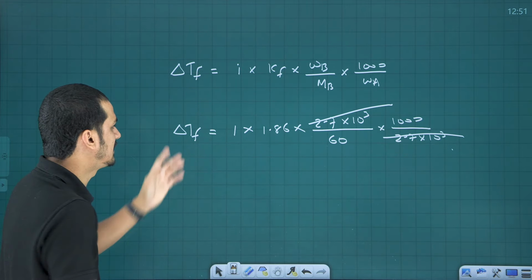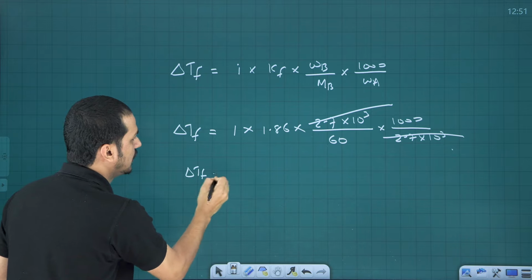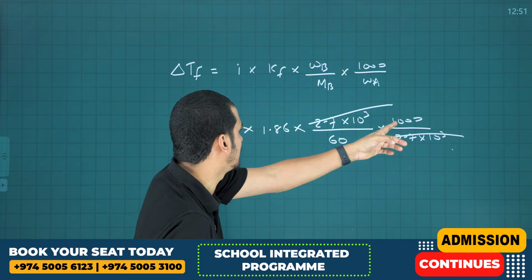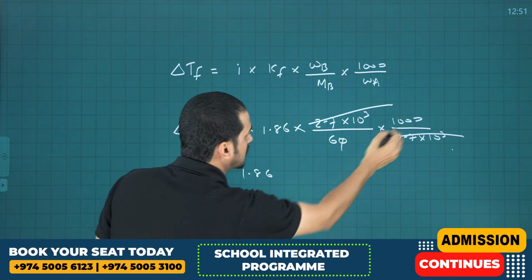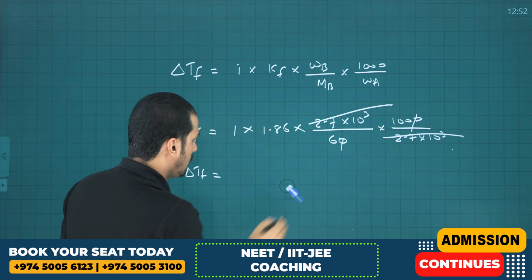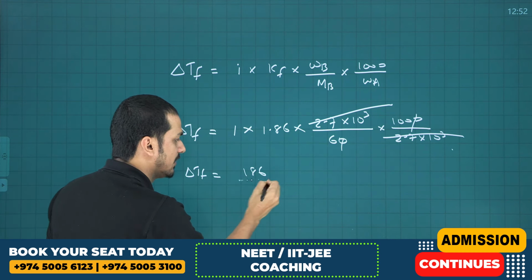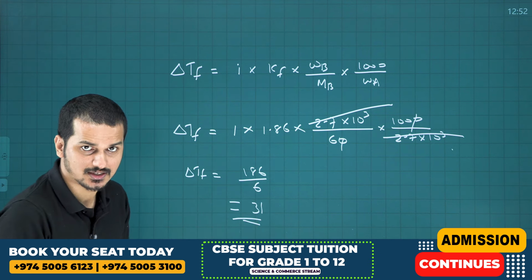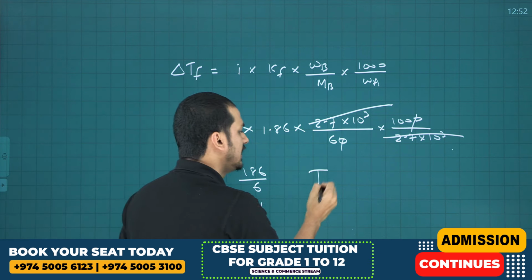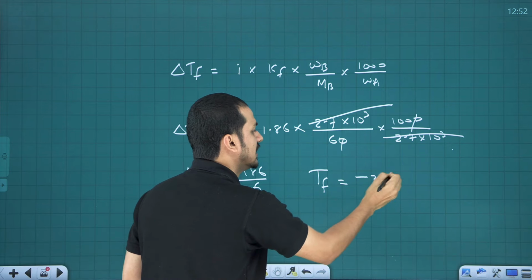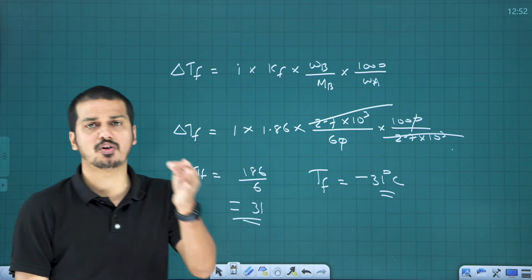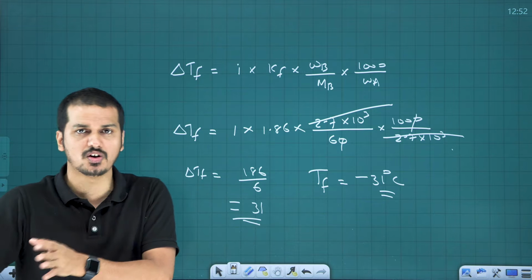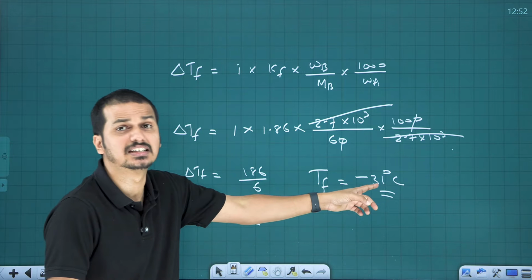So what is the delta TF value? Once you are cancelling, 1.86 into 10 by 6, that is equal to 186 by 6, that is equal to 31. So 31 is the difference, meaning TF equals minus 31 degrees Celsius, because the freezing point of water is 0 degrees Celsius. The difference is 31, so from 0 we have to subtract. That is why 31.